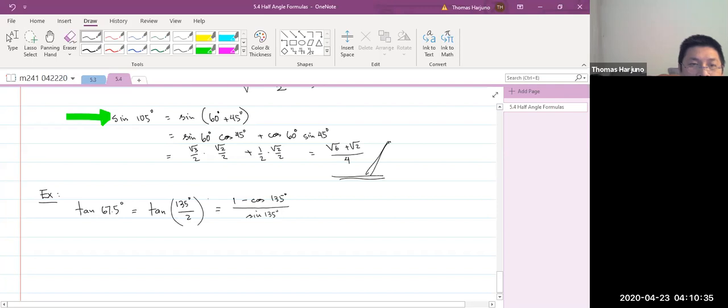I basically use the third one, or B. I think it's B. Cosine 135 degrees is negative cosine 45 degrees, and sine 135 degrees is quadrant 2, reference angle 45 degrees. So that is 1 plus radical 2 over 2, big over radical 2 over 2.